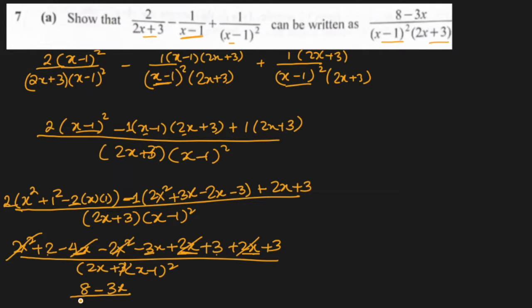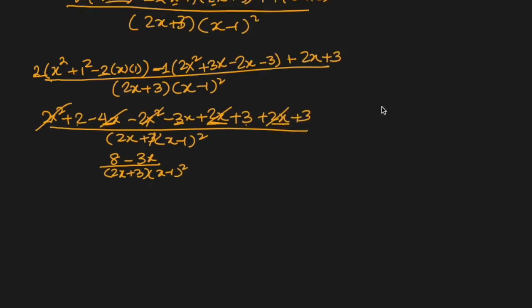And divide by 2x plus 3, x minus 1 squared. Is it matching? Yes, it is matching here. We have shown that it can be written as the other one. Okay, done.